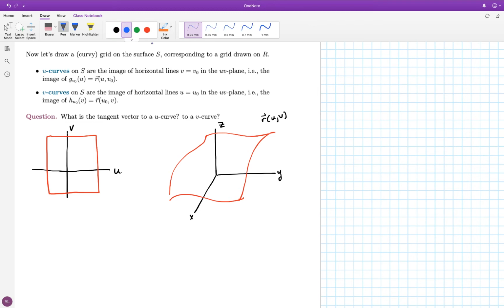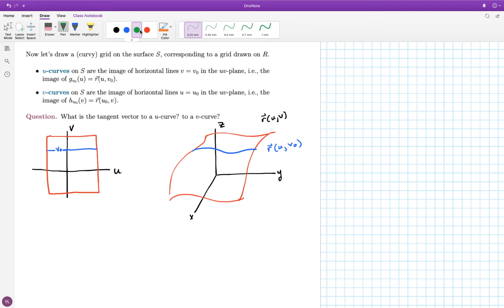What I want you to imagine is fixing a particular parameter value. Let's say we fix a value of v. I want to imagine all of the other associated inputs to the vector function and what the image on the surface looks like. It's going to be like a line over here on the surface. This right here is the image of v naught, and u is varying over the parameter space in the uv plane, and I'm gathering together all of the outputs associated with v naught.